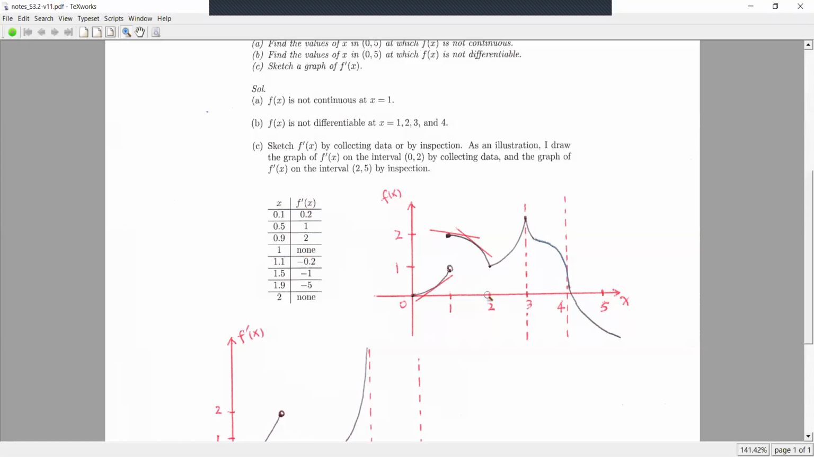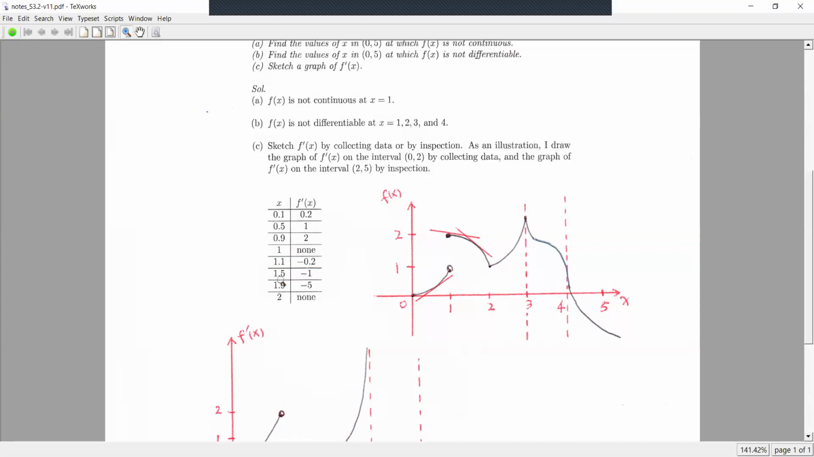At x is 1, no derivative. So the derivative is not computable at 1, so none. At x is 1.1, here, close to 1, but on the right side of 1. At this point, draw a tangent line. Then the slope of this tangent line is negative, but a small negative. My guess is negative 0.2.